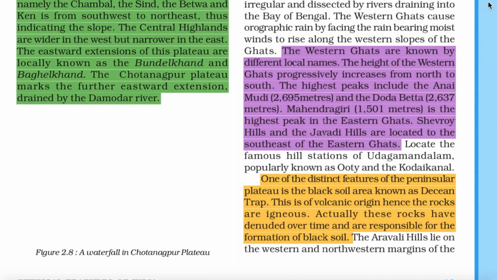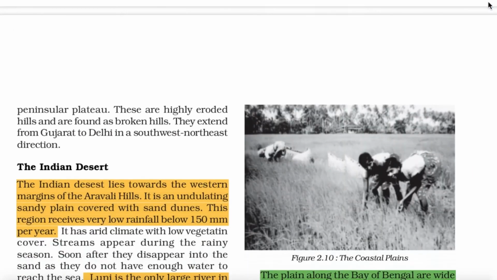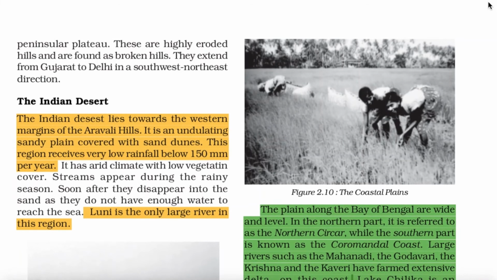The Aravalli Hills lie on the western and the northwestern margins of the Peninsular Plateau. These are highly eroded hills and are found as broken hills. They extend from Gujarat to Delhi in the southwest northeast direction.